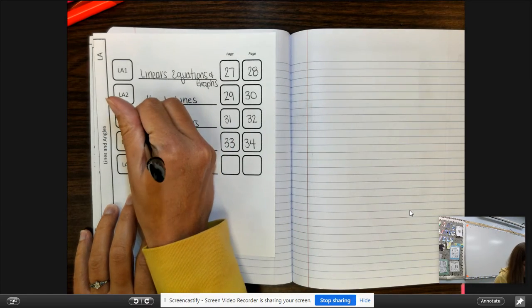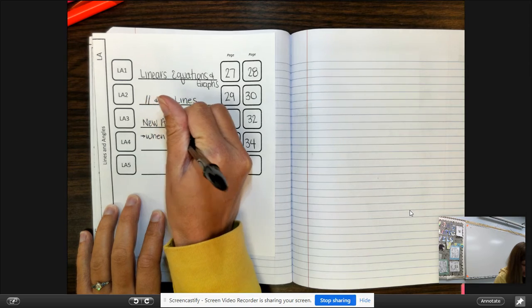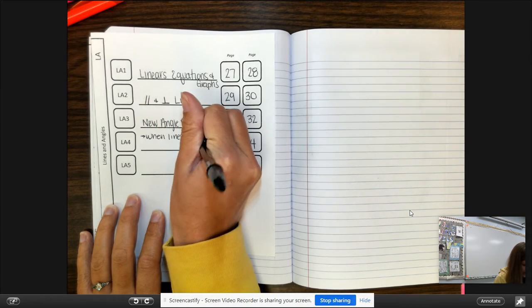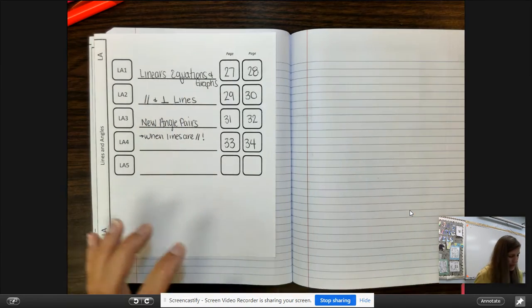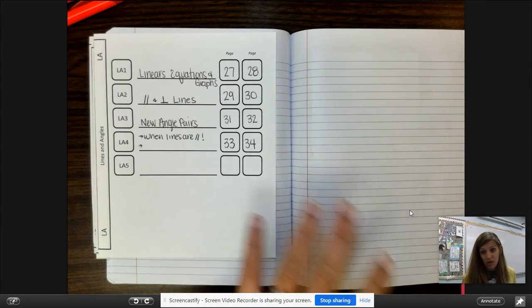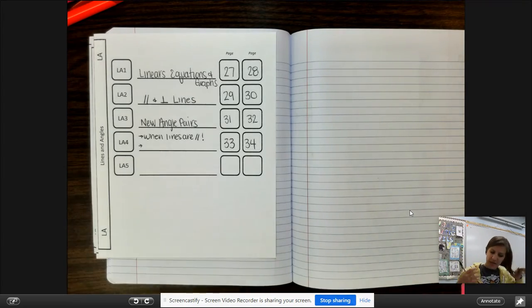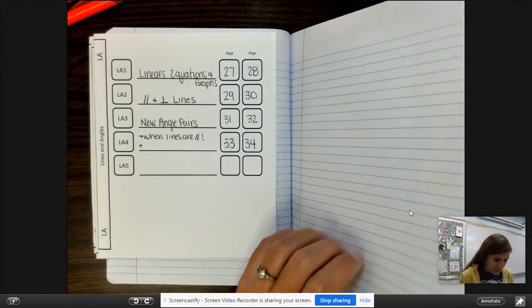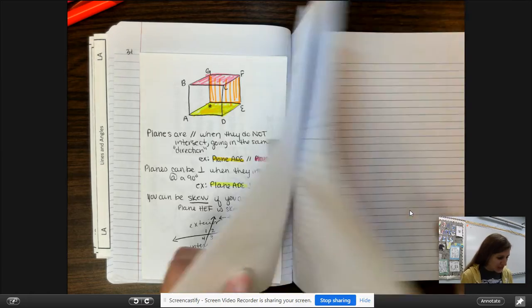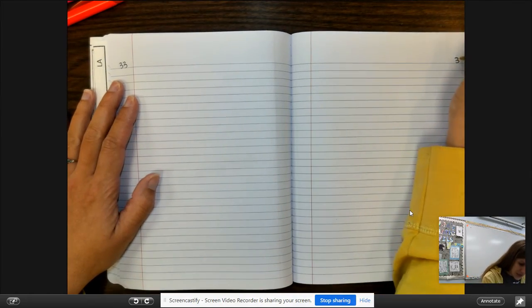So when lines are parallel. And then I'm leaving a little space here because the next notes that we're going to do on page 34 are similar, and you'll see why once we get to those. So let's turn to 33 and 34. And then it should be the very next one in your notebook or in your packet.